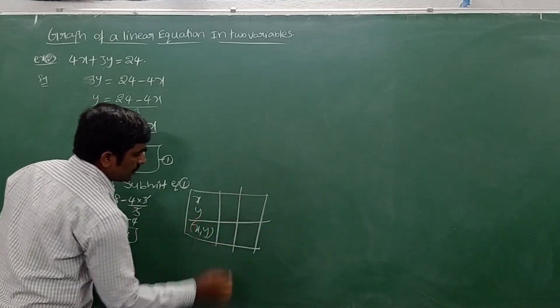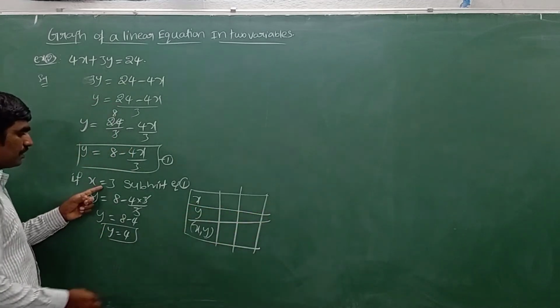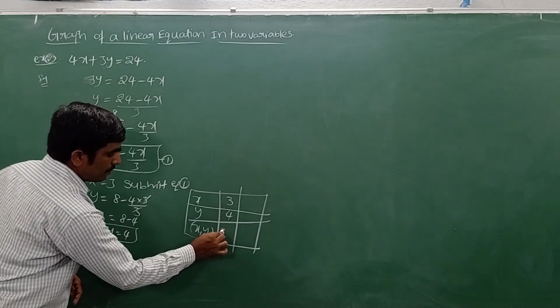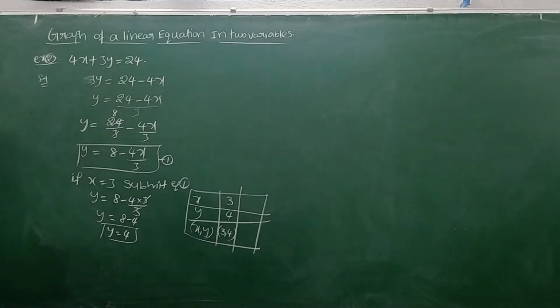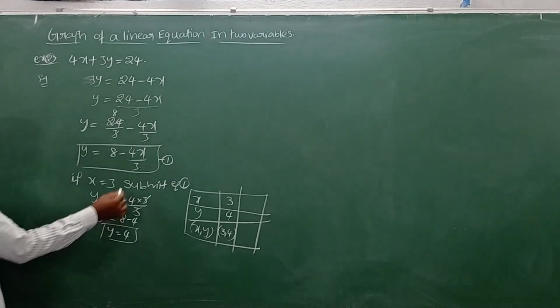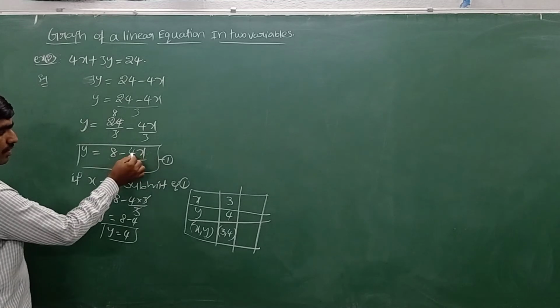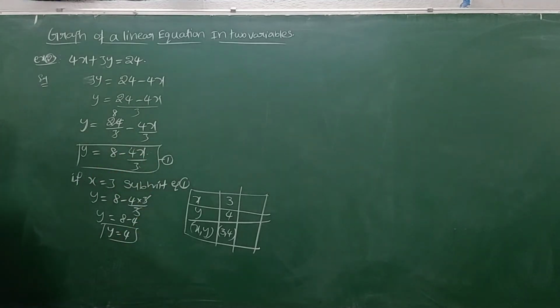Two solutions I need to draw a graph, I said. Yes. Now by taking the x value 3, I got the corresponding y value 4. Now what is the ordered pair? (3, 4) is one ordered pair. Now if I take x equal to a multiple of 3, let me take 9. 4 threes are 12. 8 minus 12, you can see minus 4.